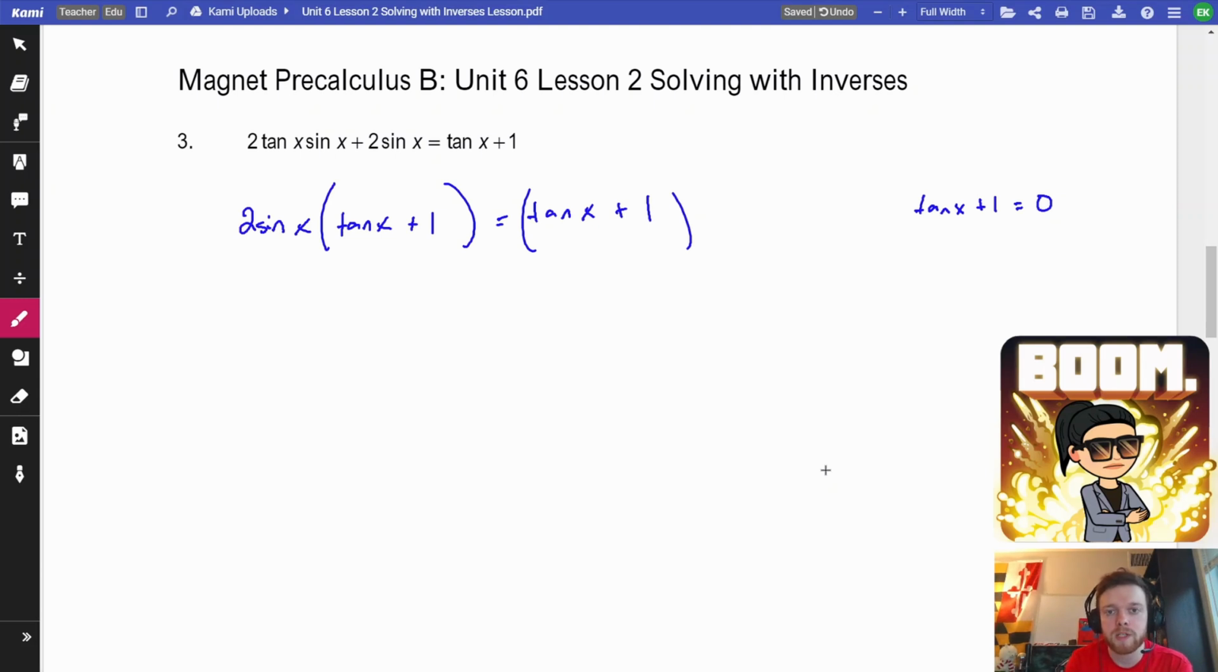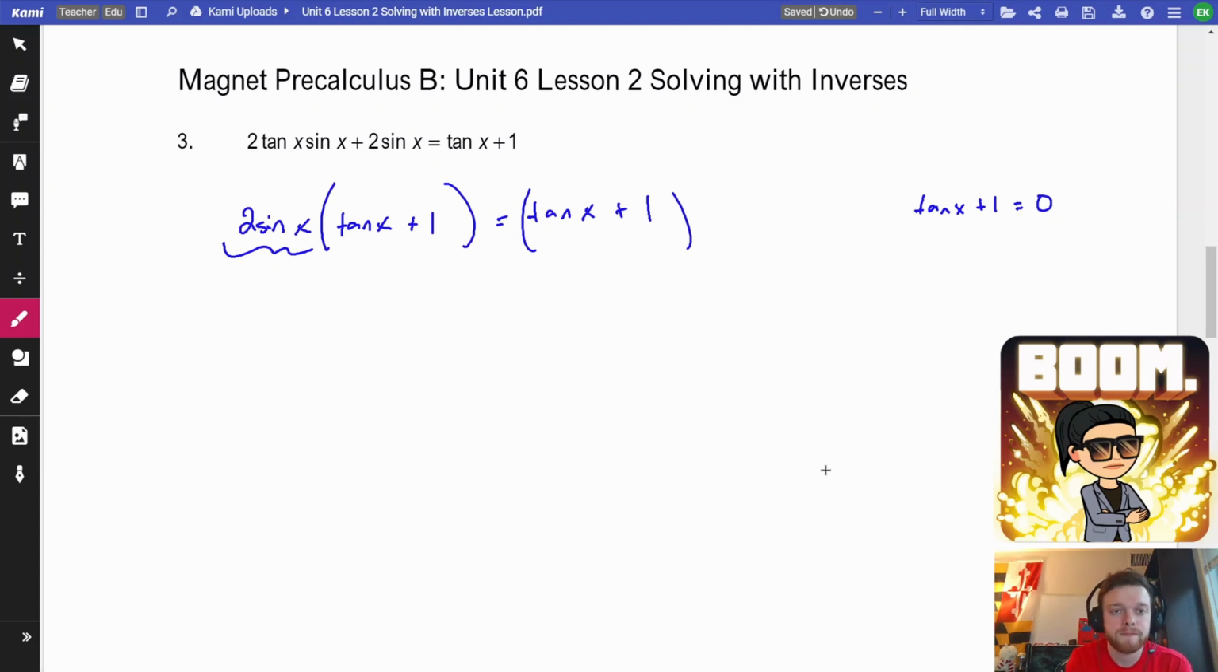But if tan x plus 1 just happens to be 0, and there are places where tan x equals negative 1, negative 1 plus 1 is 0. If tan x plus 1 is 0, then whatever 2 sine x is, whatever it is, times 0 is equal to 0. So we can't lose the fact that tan x plus 1 is equal to 0. So if you're going to divide by tan x plus 1, that technically is fine, but you need to be careful because if you divide by tan x plus 1 and it is equal to 0, you've lost information.